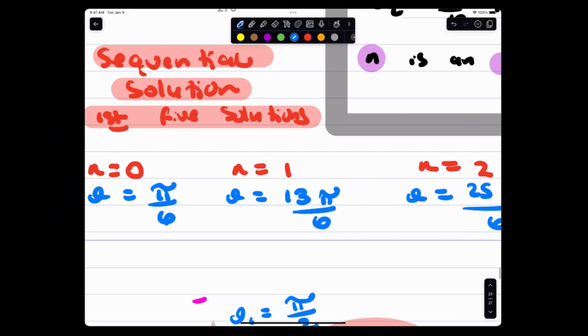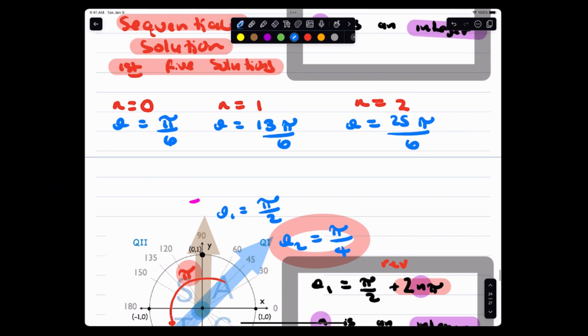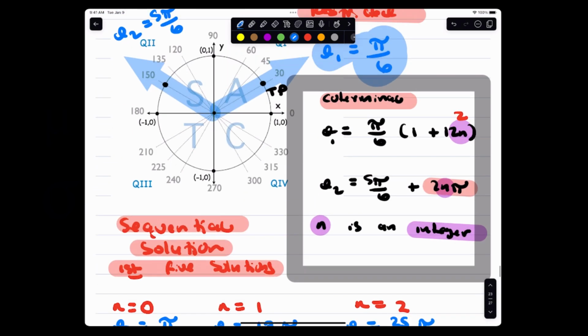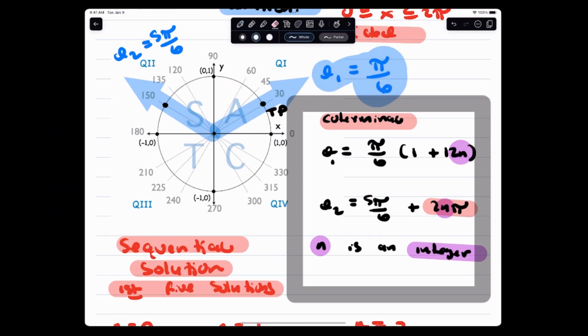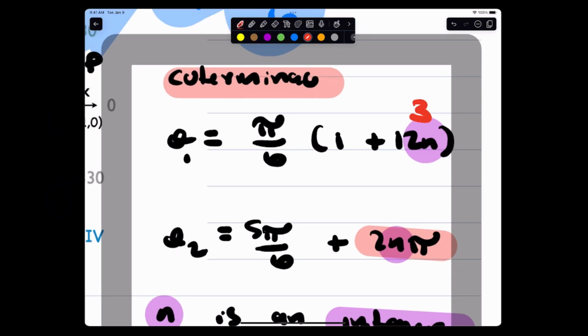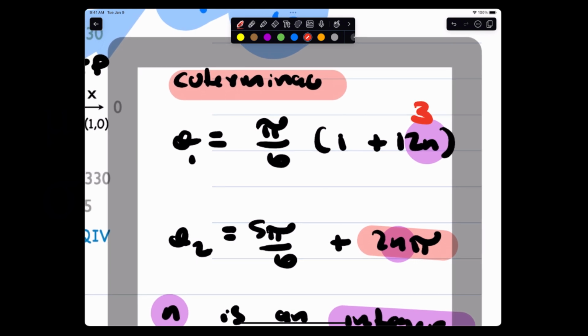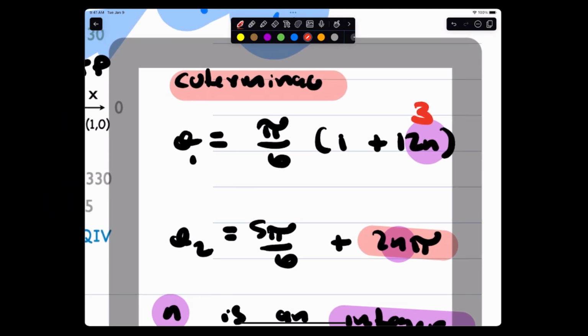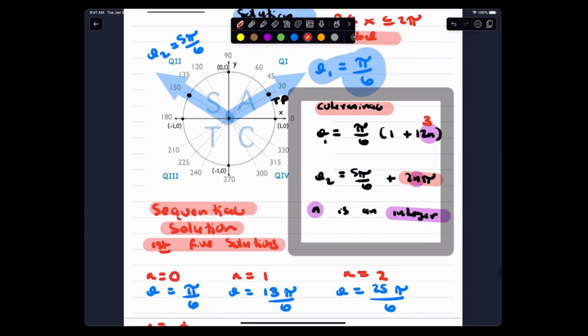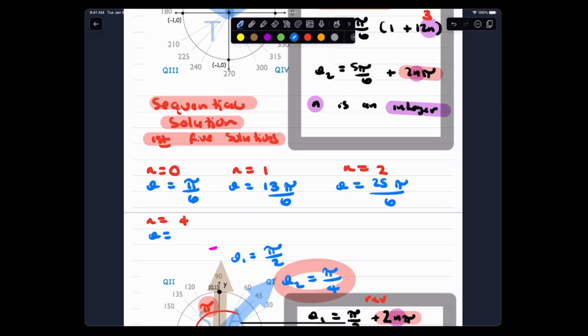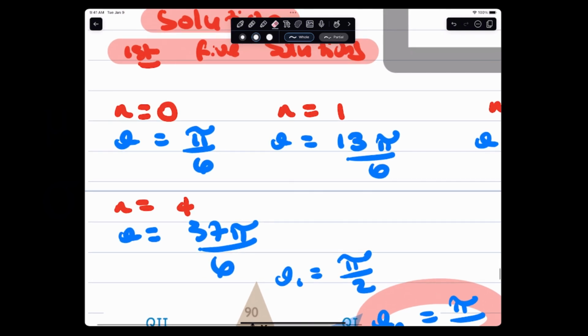Even though they said, what are the first 5? Well, then you could say, well, do I have to do n is what, 4 now? Okay, if n is 4, what do you get for theta? Just plug in what now? The next value for n will be 3, and do your arithmetic. What's 12 times 3? Isn't that 36? And then 36 plus 1 is 37. And so you're going to end up with here 37 pi over 6 as a solution. That's another solution here when n is 3.